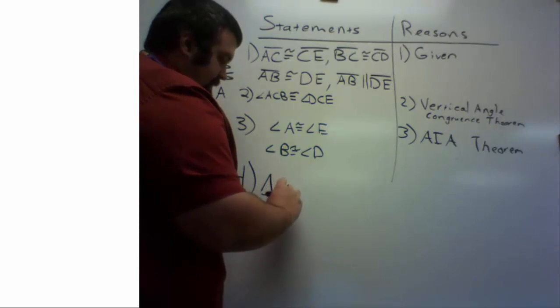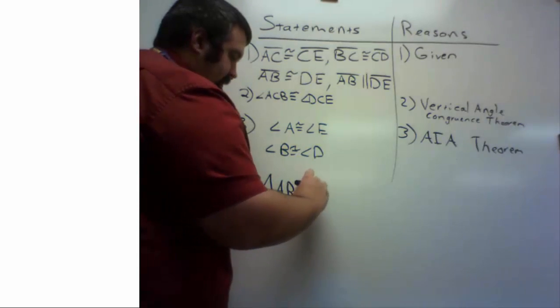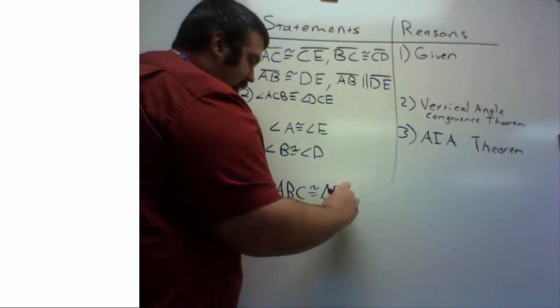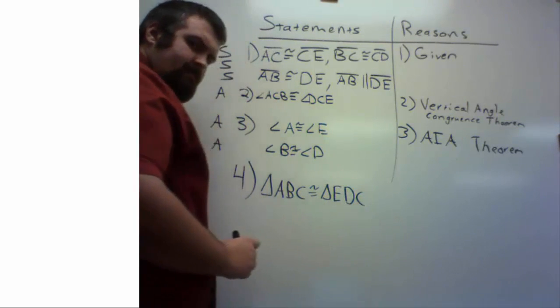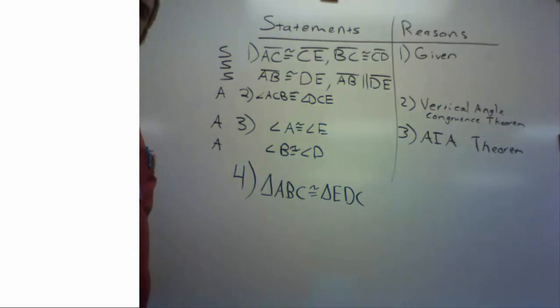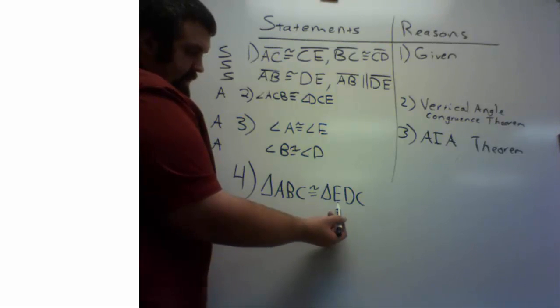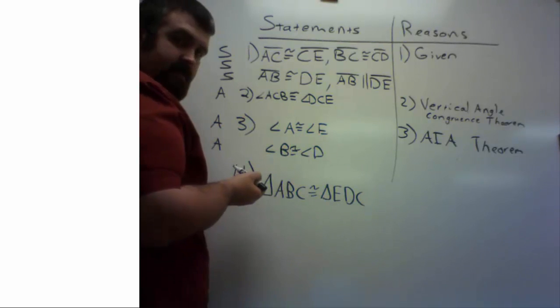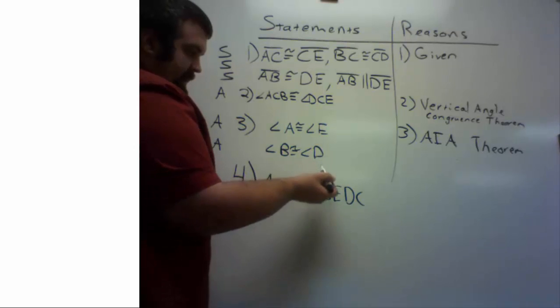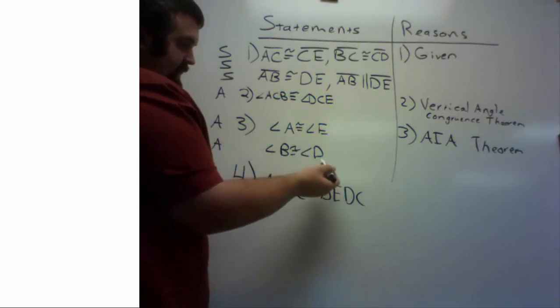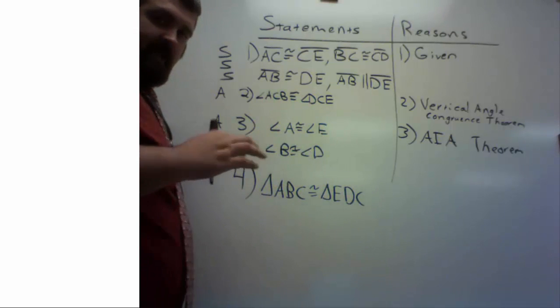Triangle ABC is congruent to triangle EDC. Well, if I look carefully, does angle A and angle E, are they congruent? Good. Angle B and angle D? Yep, they're the second letters. And last but not least, angle C and angle C? Perfect. They match up that way.